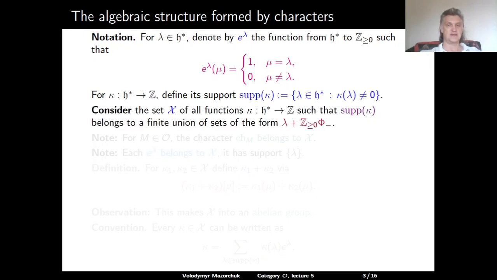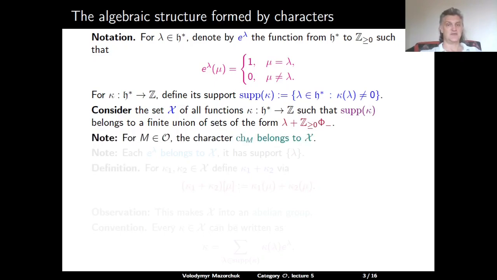Consider now the set X of all functions from h star to Z, such that the support of this function belongs to a finite union of the sets of the form lambda plus a linear combination of negative roots with non-negative integer coefficients. Recall that this set, lambda plus the set of all linear combinations of negative roots with non-negative integral coefficients, coincides with the support of the Verma module Delta lambda.